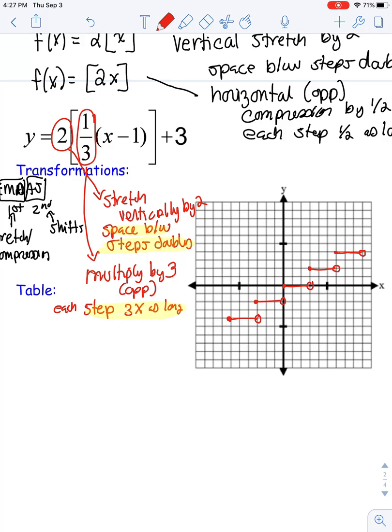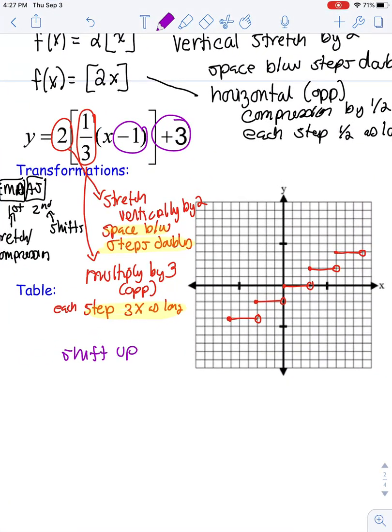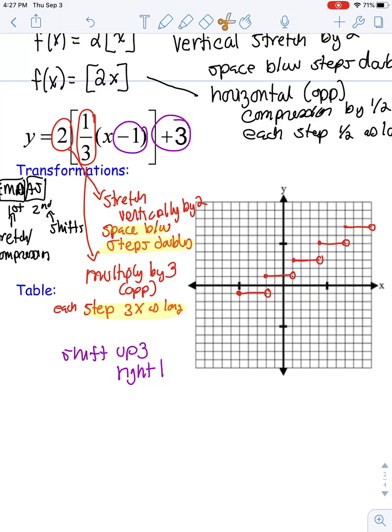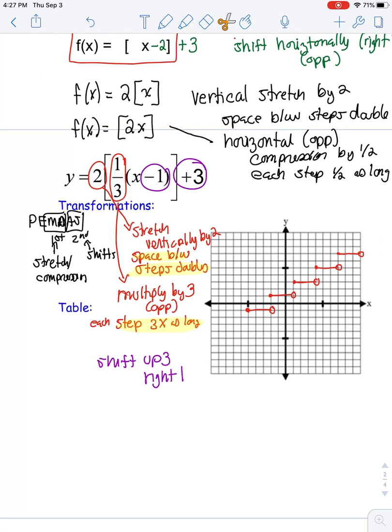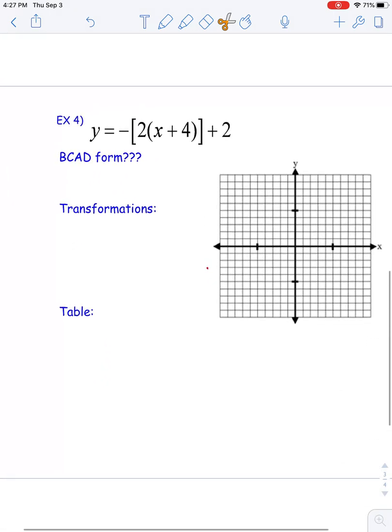Now, once we've got the basics, we can go back and do our shifts. And in terms of our shifts, we are going to shift up 3 units, and we are going to shift right 1 unit. So now I'm going to take this whole graph and shift it up 3 units and right 1 unit, and there's my function. Okay, remember the order is important as we're doing these. We'll look at one more quick example.